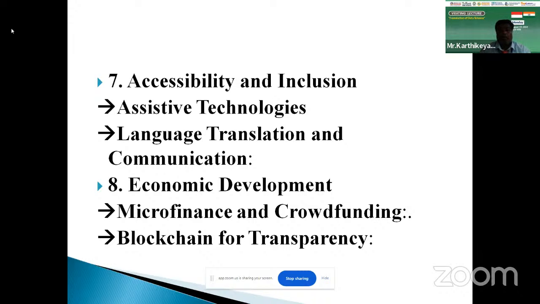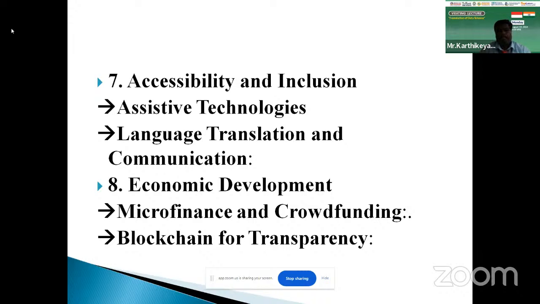And next one, economic and development. This covers microfinance and crowdfunding, and blockchain for transparency. Distributed systems support microfinance and crowdfunding platforms like Kiva, connecting individuals and organizations to provide financial services that support communication, economic development and entrepreneurship.